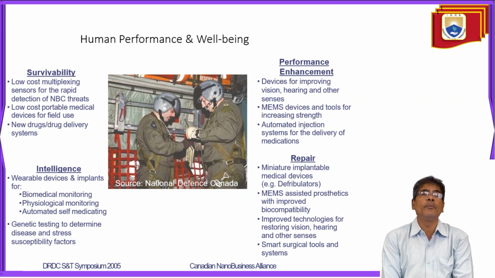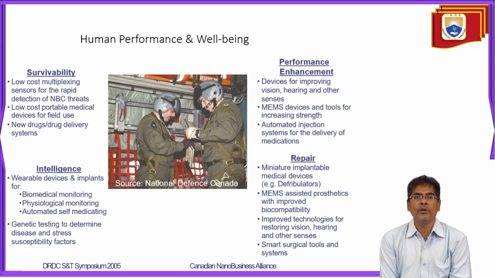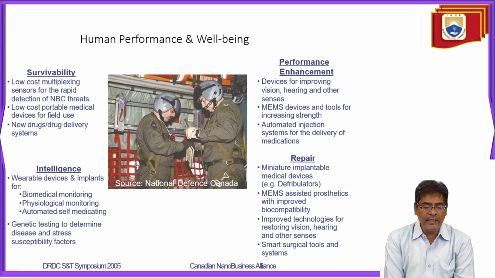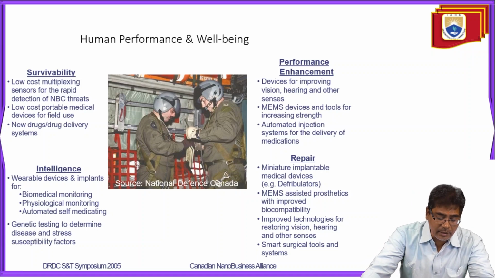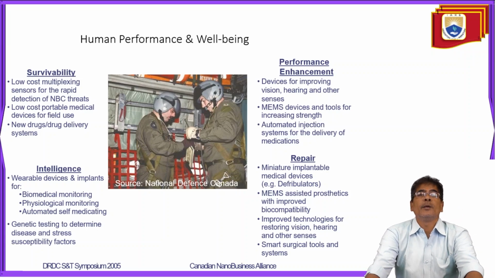So, human performance and well-being. Survivability includes low-cost multiplexing sensors for the rapid detection of NBC threats, low-cost portable medical devices for field use, and new drugs or drug delivery systems. Intelligence includes wearable devices and implants for biomedical and psychological monitoring, and automated self-diagnosis and genetic testing to determine disease and stress susceptibility factors. Performance enhancement includes devices for improving vision, hearing, and other senses, MEMS devices and tools for increasing strength, and automated injection systems for the delivery of medications.